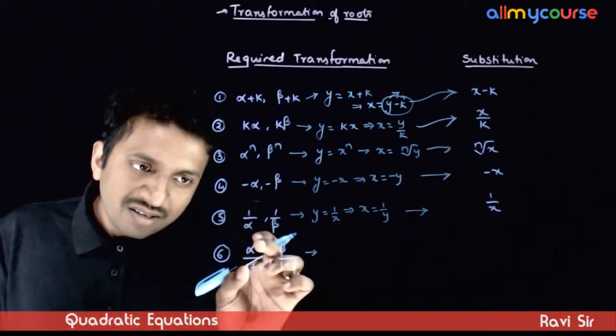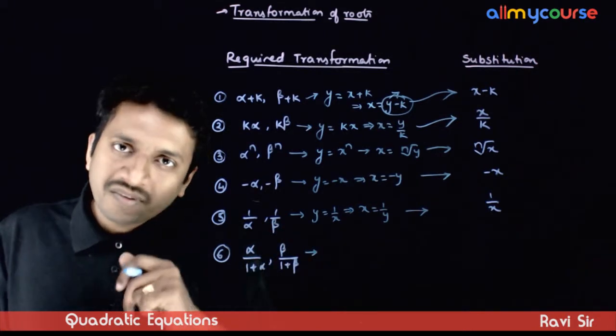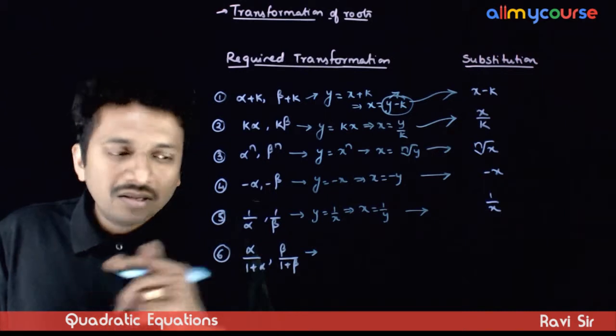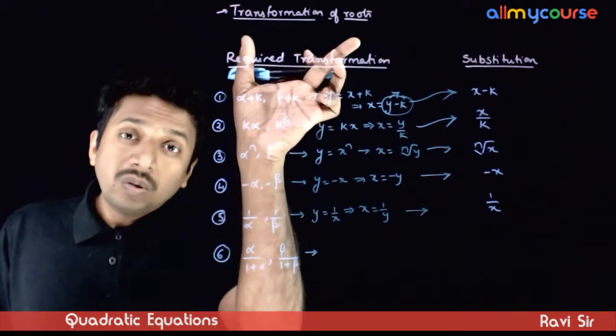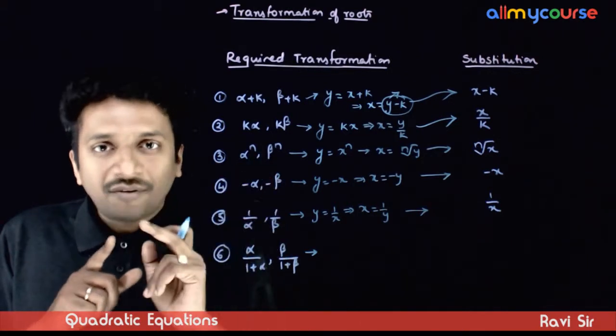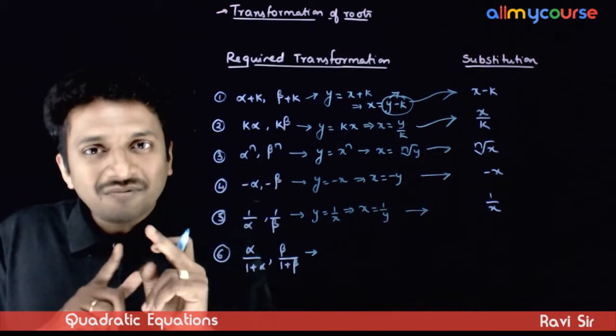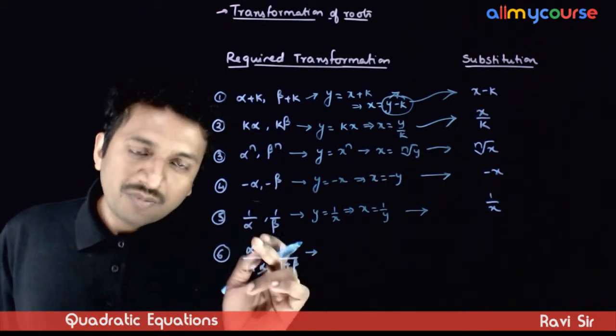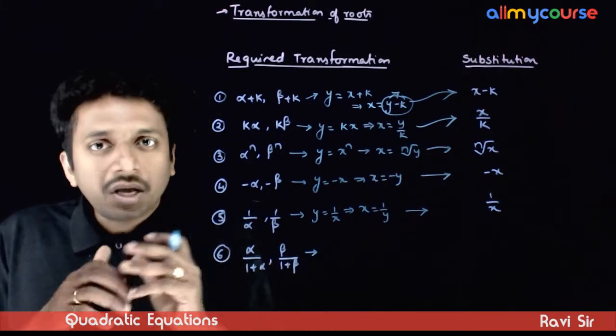You have to see whether these two are same functions. Yes, something by 1 plus something, something by 1 plus something. So if you want to use the concept of transformation of roots, both the roots have to be transformed by a same function. Remember that. If you have here beta square by 1 plus beta and alpha by 1 plus alpha, you cannot do using this concept.